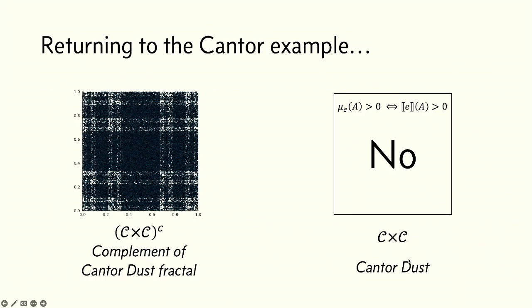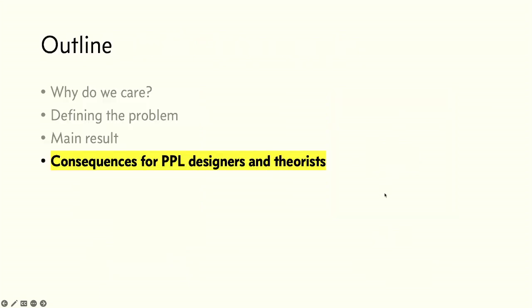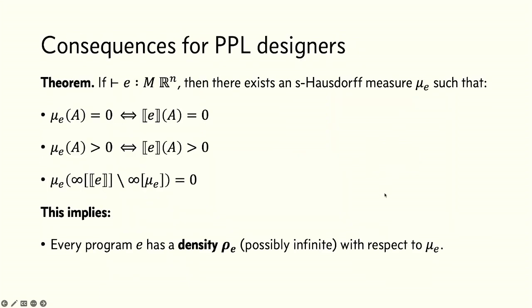Okay? Now, I'm noticing that I'm running out of time, but we can use this to go back to our examples and establish that no, we can't write a program that samples from the Cantor set or from Cantor dust. And I'll talk more about that with anyone who's curious about it. I just want to very quickly say what this means, going back to our density interface. So this was our theorem.